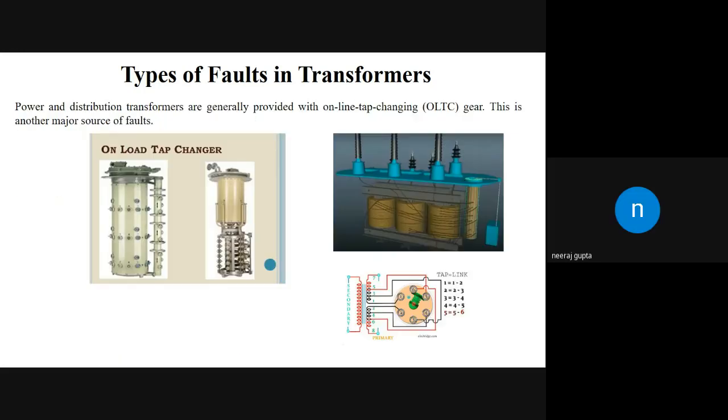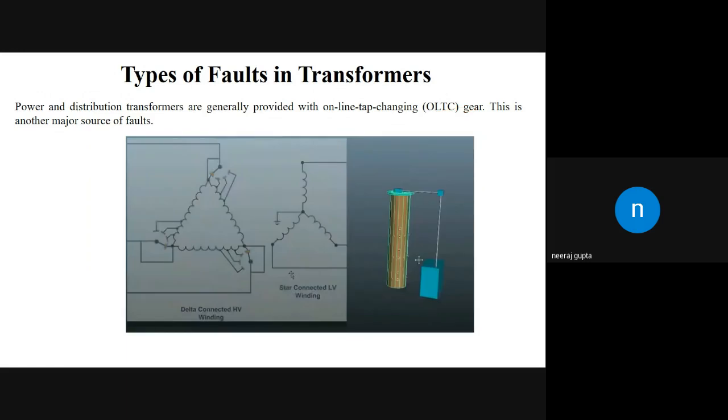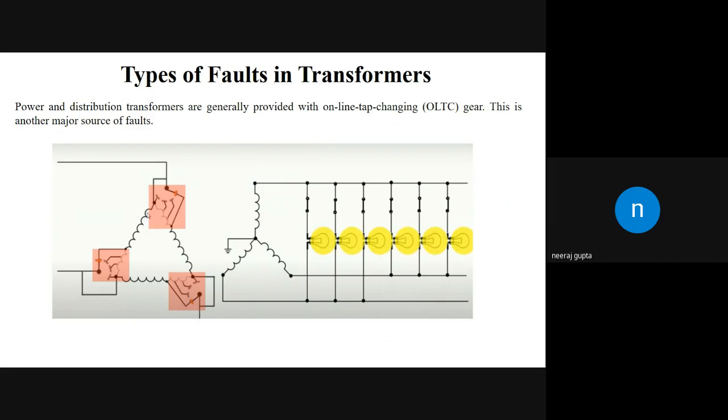Now power and distribution transformers are provided with on-load tap changer gears. That is a second issue related to why the fault occurs. This shows physically how the on-load tap changer, which is used for changing the tappings of the transformer, looks. In the case of the OLTC, it looks somewhat like that. What we have to do is change the tappings so that voltage regulation can be done accordingly. Generally, on-load tap changers are used for voltage regulation purposes.